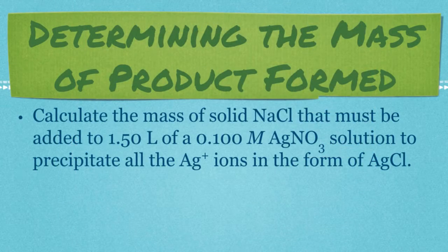Here's a sample problem for us. Let's calculate the mass of solid sodium chloride that must be added to 1.50 liters of a 0.100 molar silver nitrate solution in order to precipitate all the silver ions in the form of silver chloride. So we need to do some stoichiometry, which means we're going to need a balanced chemical equation.